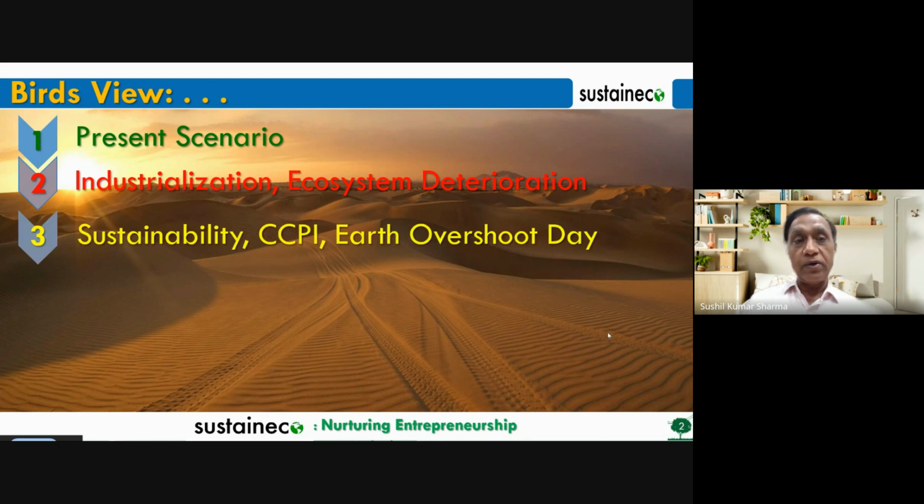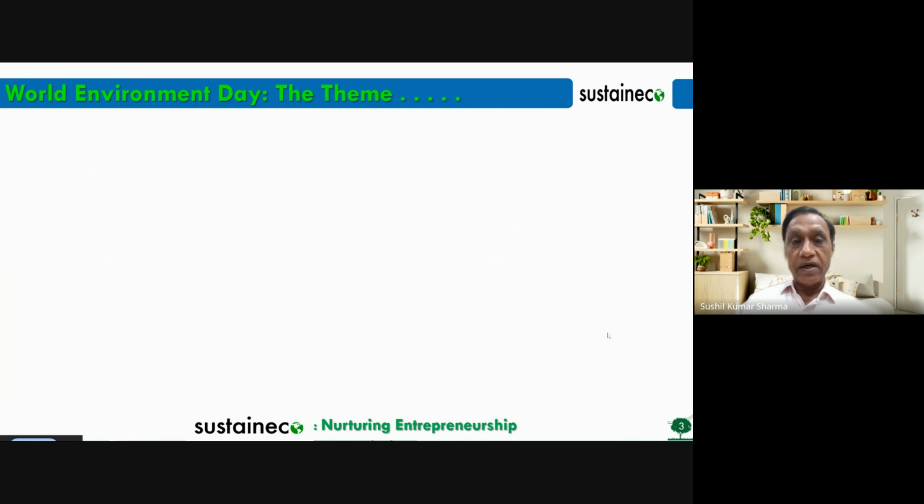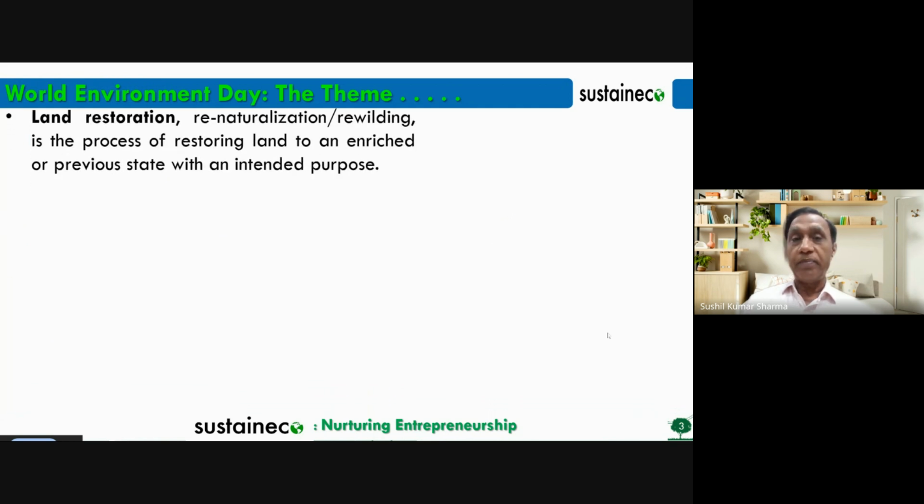We will look briefly into sustainability, then CCPI and Earth Overshoot Day. Subsequently, we will look into land restoration. Next, we will go for desertification and drought resilience. And finally we will have a look at some real life contributions as examples. So there will be some specific examples from the state of Rajasthan as well.